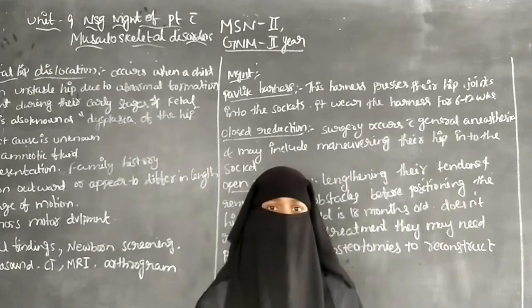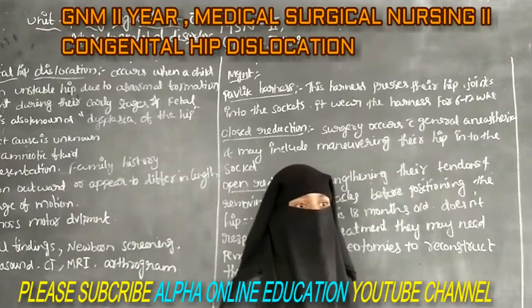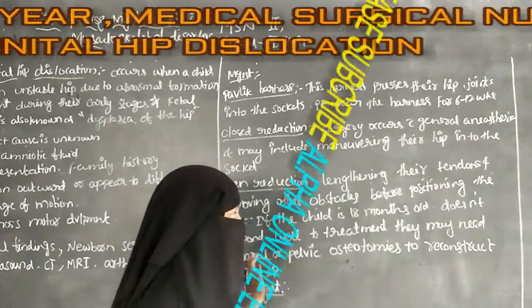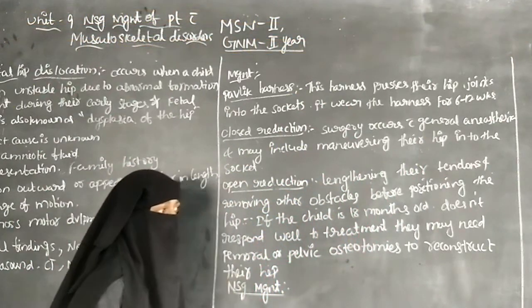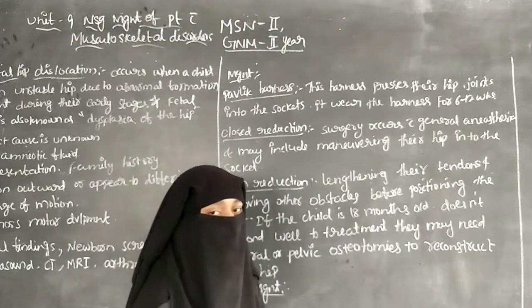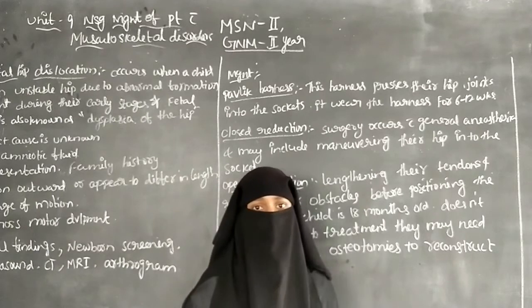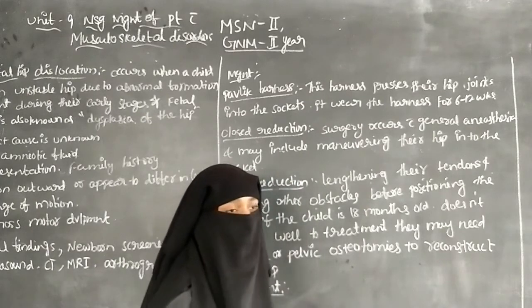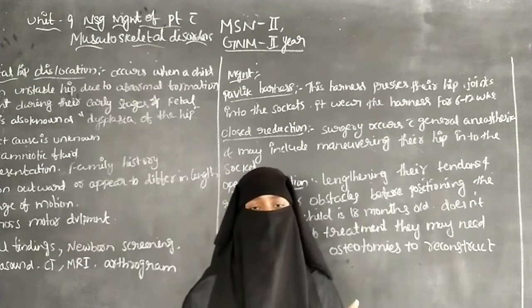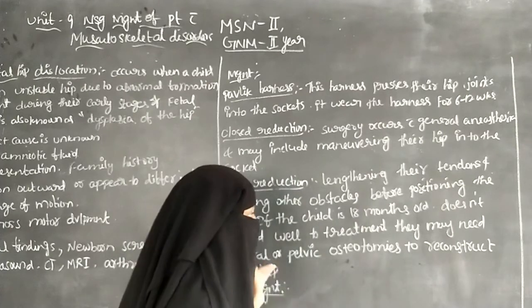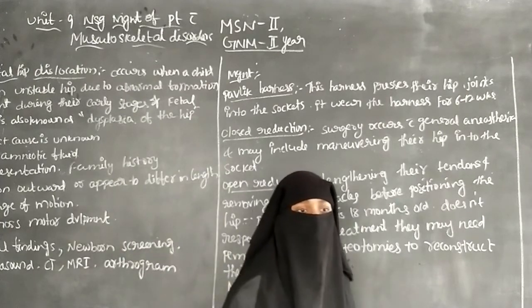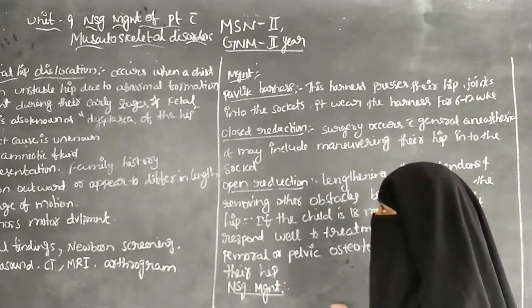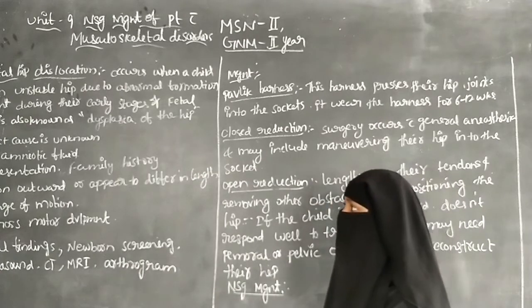The nurse has to educate the parents how to use the harness and what the treatment is after post-operative care. The child should not be kept alone, and the parents should always be with the child. So this is about the nursing management of congenital hip dislocation.